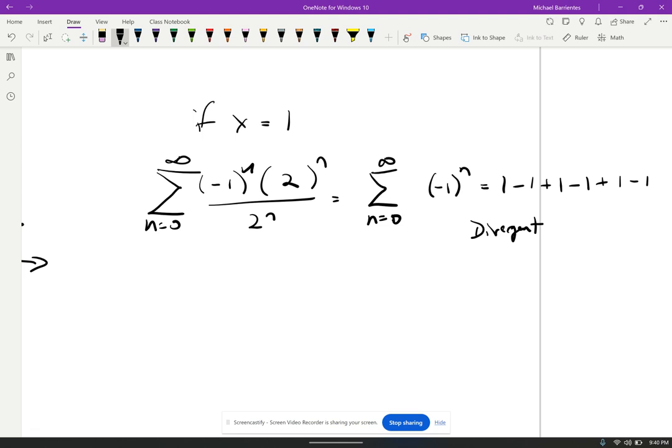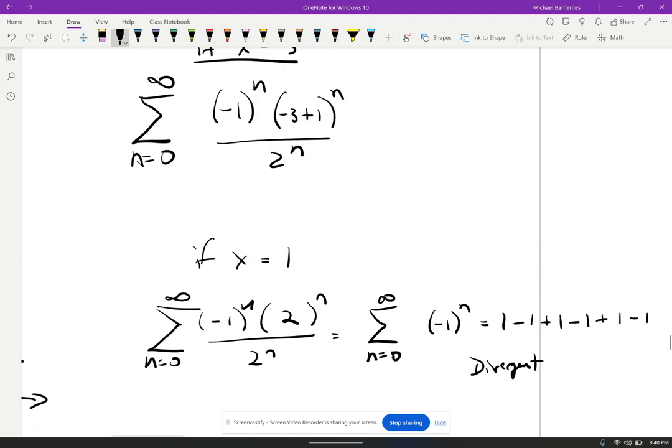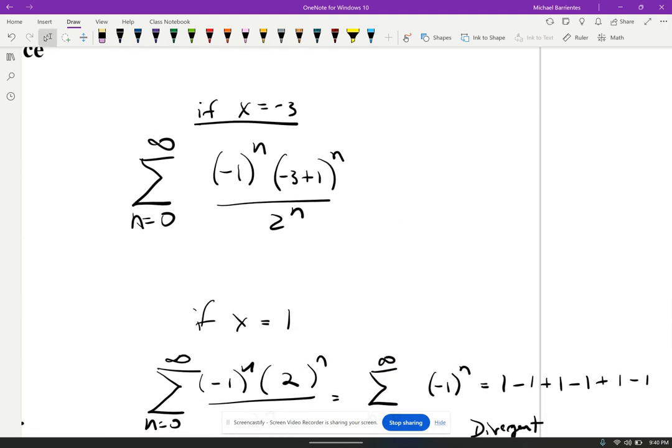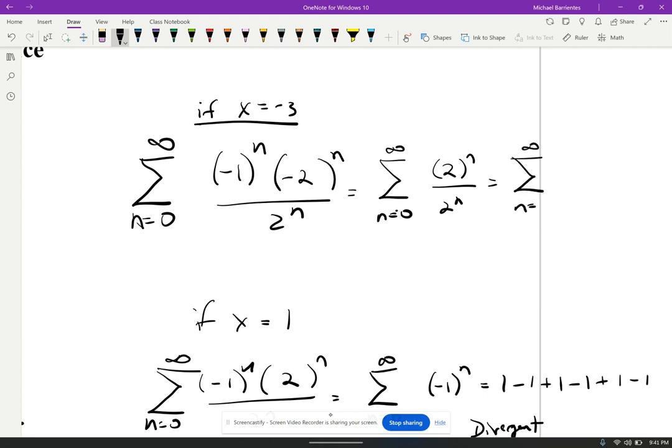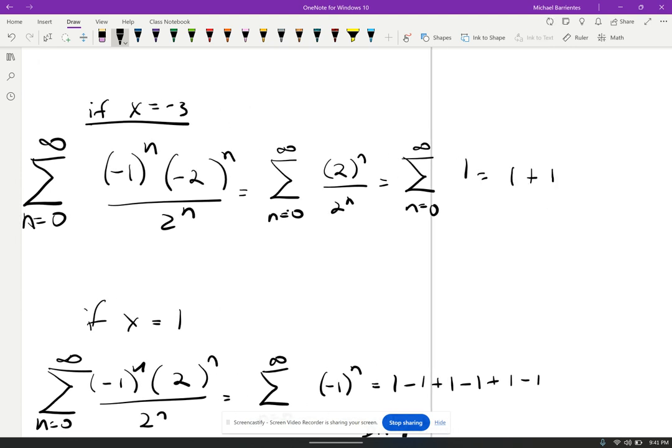So I'm not going to include x equals 1. Well, do I include this one? Let's see. Negative 3 plus 1, I believe that's negative 2 to the n. And if I combine these two, negative 1 to the n times negative 2 to the n, I believe that's positive 2 to the n divided by 2 to the n. Well, that just equals sigma of 1. And that is just 1 plus 1 plus 1 plus 1 plus 1, dot, dot, dot.